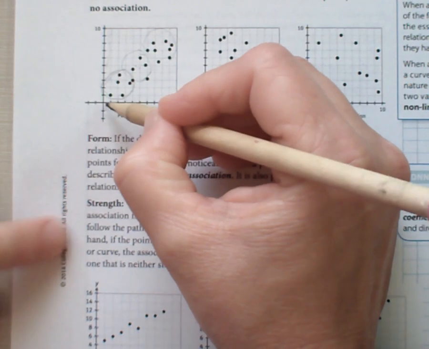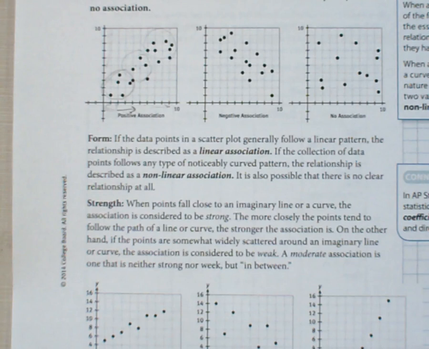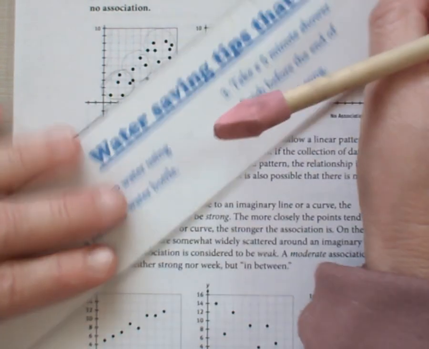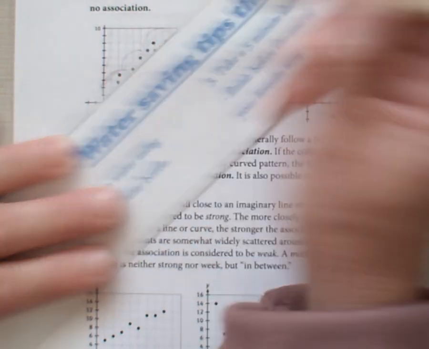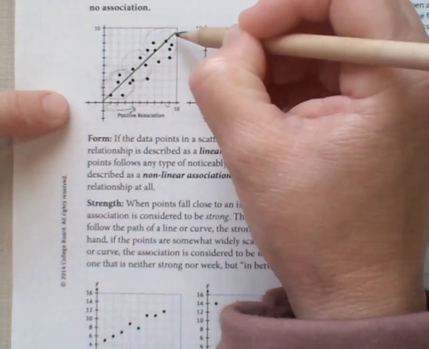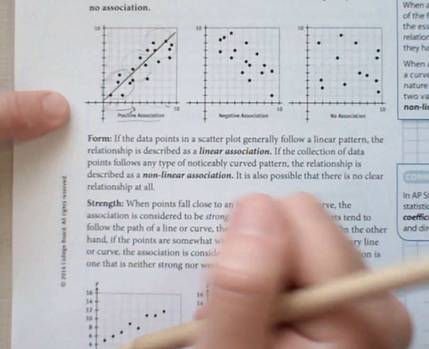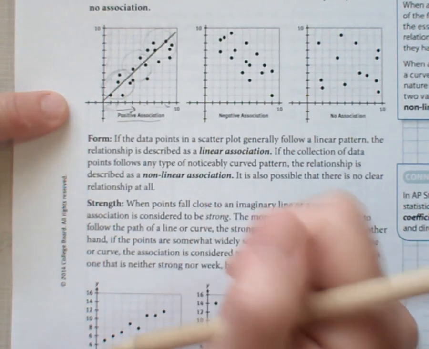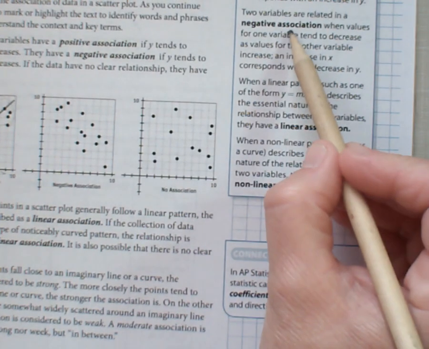And if we drew a trend line through this data, a trend line going right through the middle of the data, same number of points above the line as below the line, that trend line would have a positive slope if the scatter plot has a positive association. Okay? The next one is a negative association.